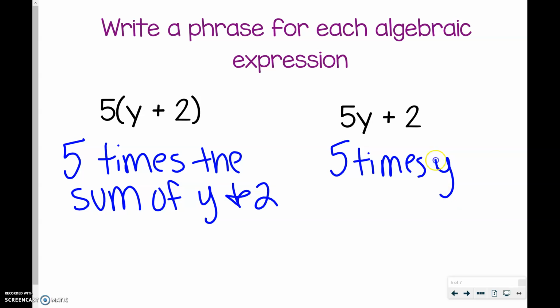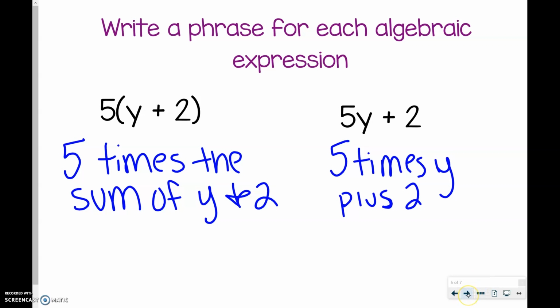And then you could use a lot of different adding words. You could say added to 2, more than 2, or you can simply just say plus 2. However you want to say it, but the difference is that we're just saying 5 times y versus over here we're saying 5 times the sum. Very different. So your phrases should look different too.